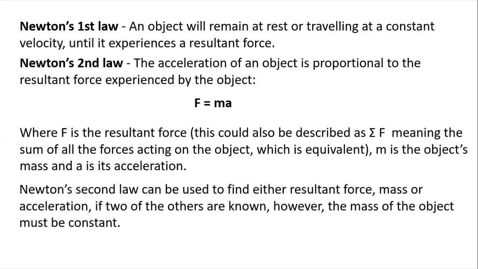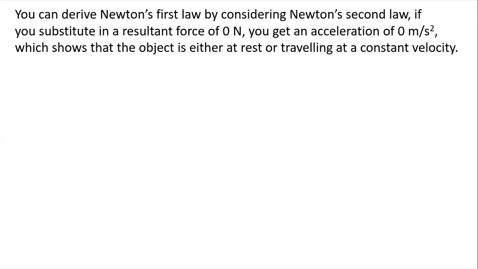Newton's second law can be used to find either resultant force, mass or acceleration, if two of the others are known. However, the mass of the object must be constant. You can derive Newton's first law by considering Newton's second law. If you substitute in a resultant force of 0 newtons, you get an acceleration of 0 meters per second squared, which shows that the object is either at rest or traveling at a constant velocity.